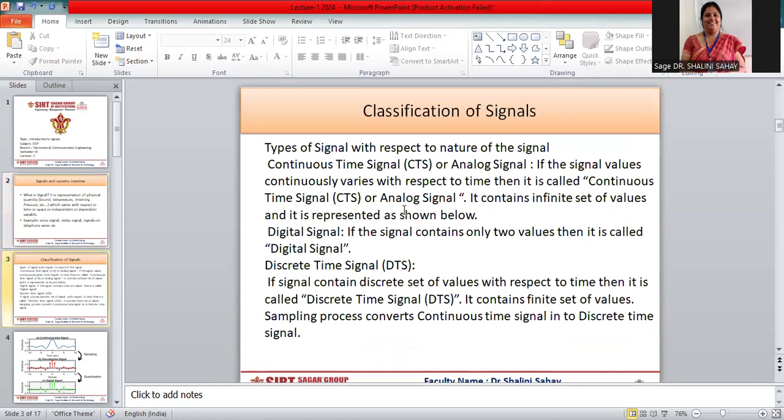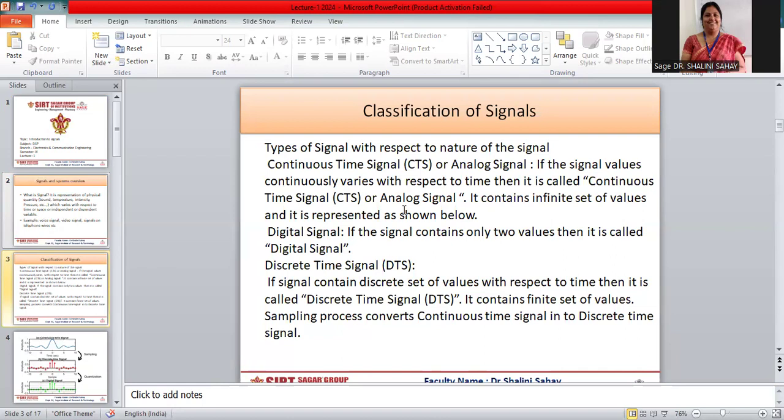Then we will discuss the classification of signals, the types of signals with respect to the nature of the signals. First, the continuous time signal, commonly known as the analog signal. If the signal values vary continuously with respect to time, then it is called a continuous time signal or analog signal. It contains an infinite set of values and it is represented as shown below. Digital signals: if the signal contains only two values, then it is called a digital signal.